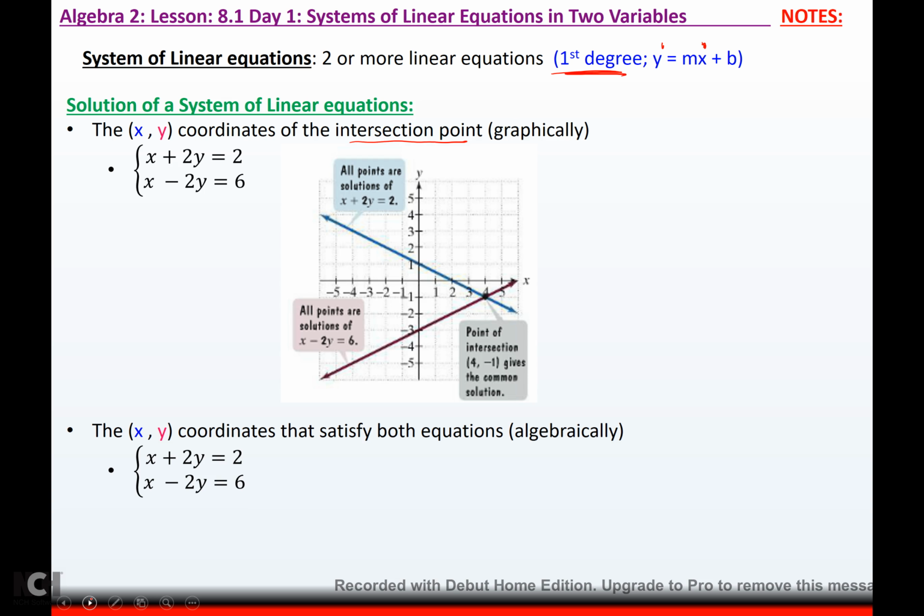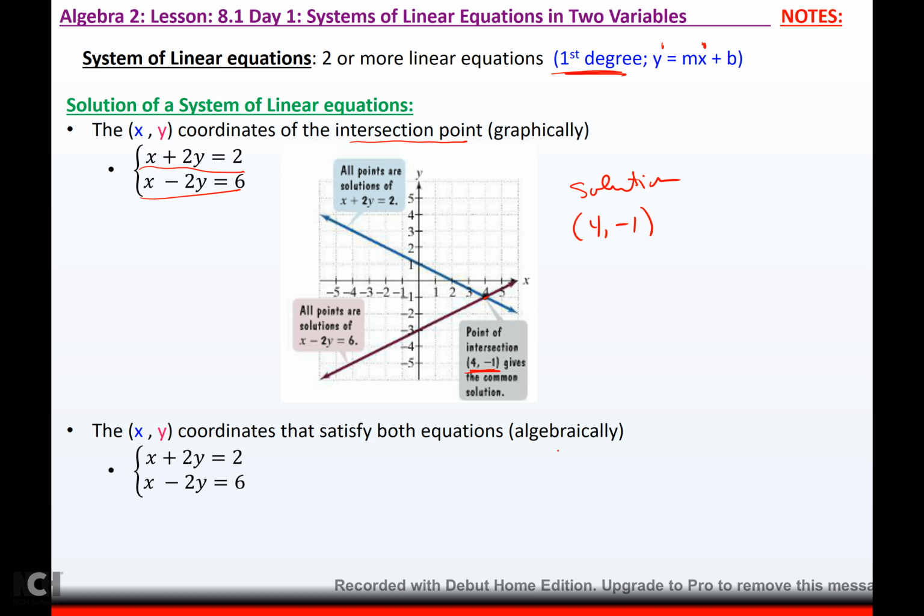Graphically, this would look like this. They've graphed x plus 2y equals 2, and we'll go over a review on how to graph, but they graphed that is the blue line. They graphed x minus 2y equals 6 is the red line, and right there where they intersect is the solution. So the solution to this system would be (4, -1).